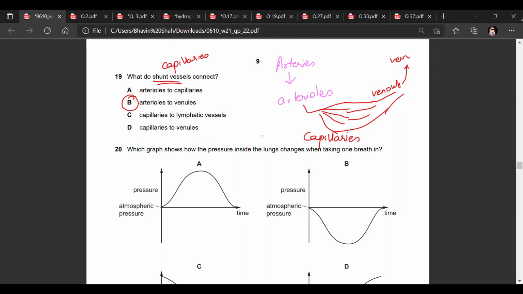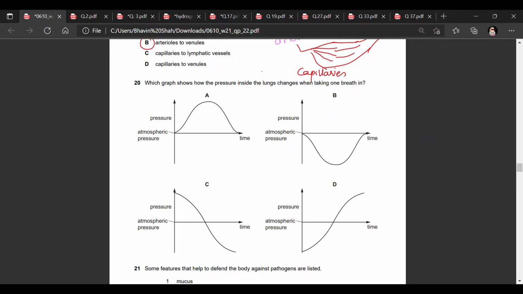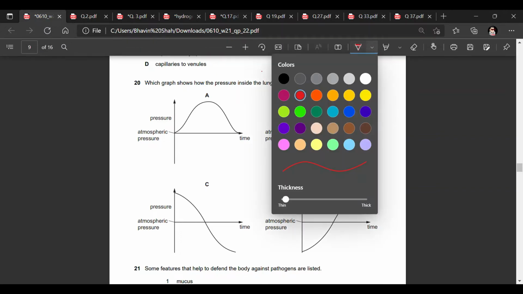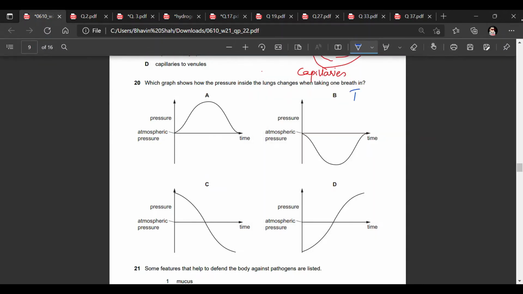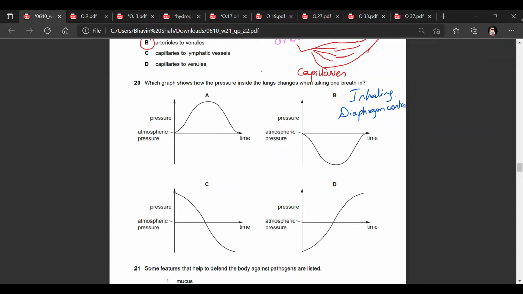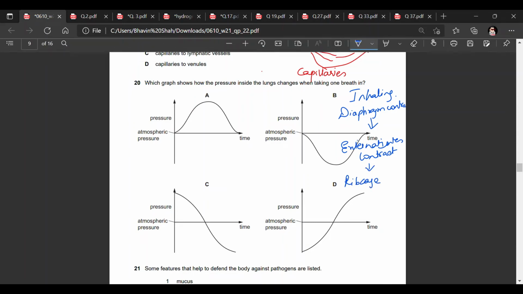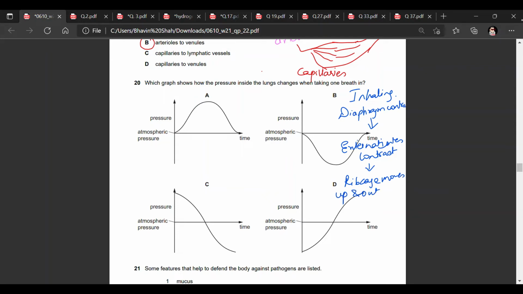Okay, now which graph shows how the pressure inside the lung changes when taking one breath in? For the breathing in process, we need to remember a flow chart. For inhaling, the diaphragm contracts, the external intercostal muscles contract, the rib cage moves up and out, volume increases, pressure decreases, and the air moves in. If you remember this flowchart, you will never make a mistake in any kind of inhaling or exhaling question.